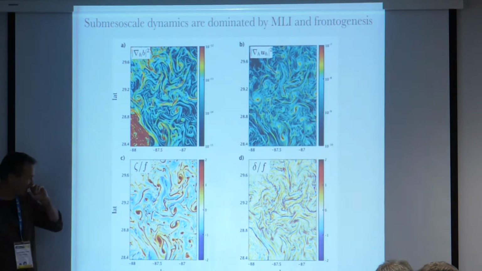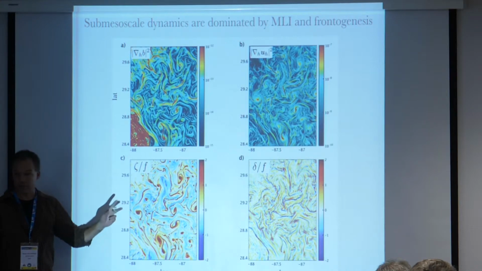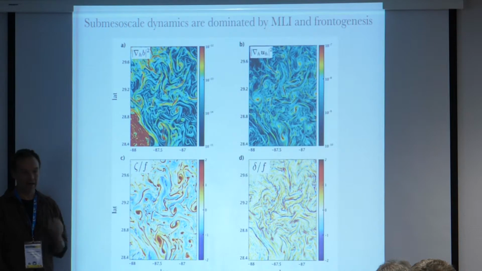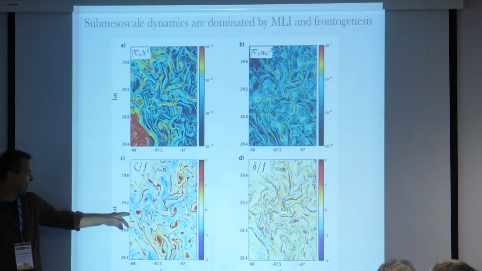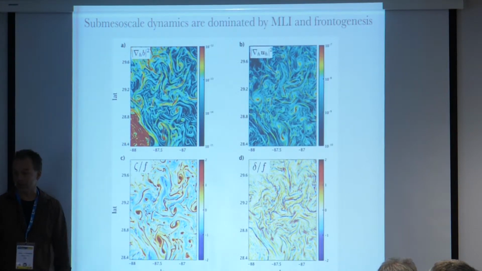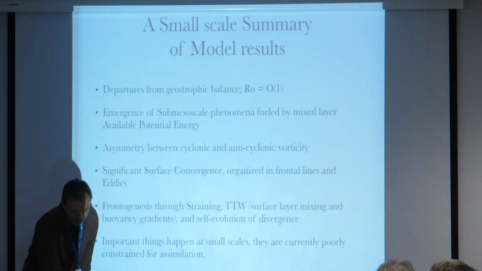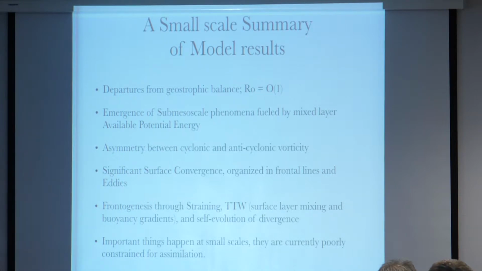And what you see is that there's a strong correlation between positive surface relative vorticity values and negative divergence. So these are areas where surface convergence occurs, and because the water has to go somewhere, we have vertical velocities there. And those fronts are characterized by cyclonic regions of vorticity. And so this talk is way too small to talk about everything we know of the submesoscale, but I've named a couple of things.